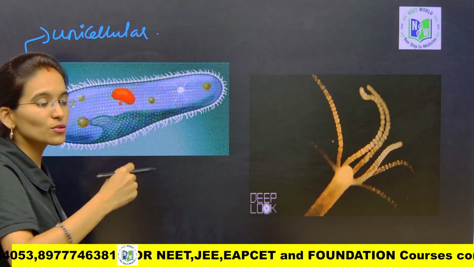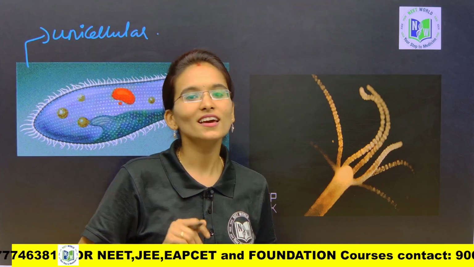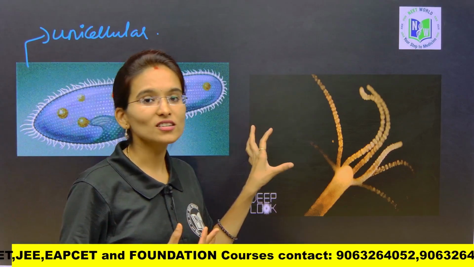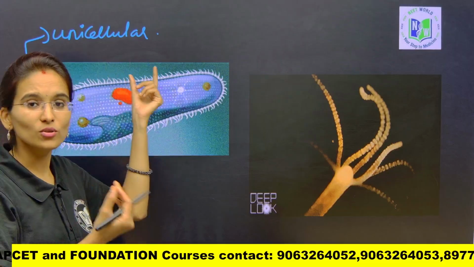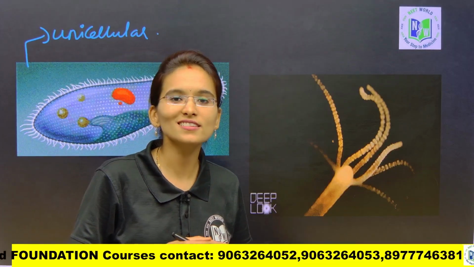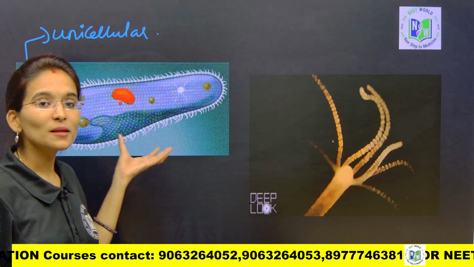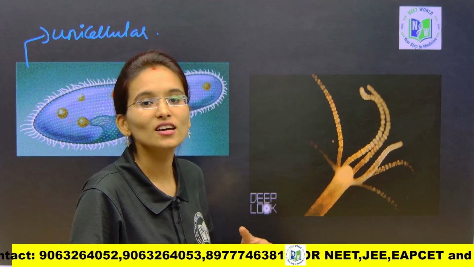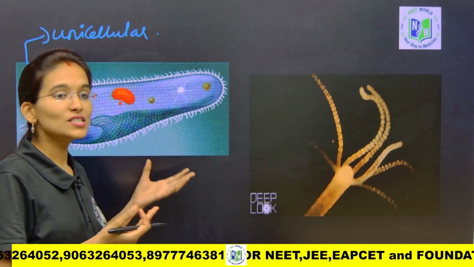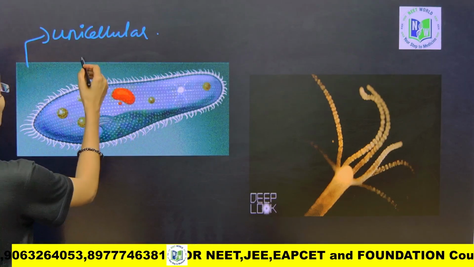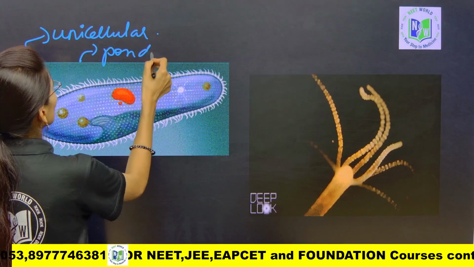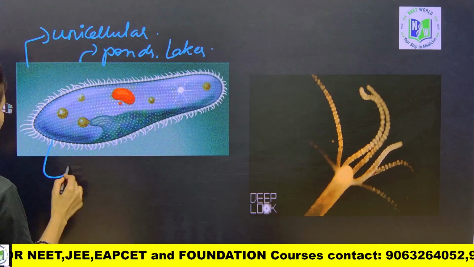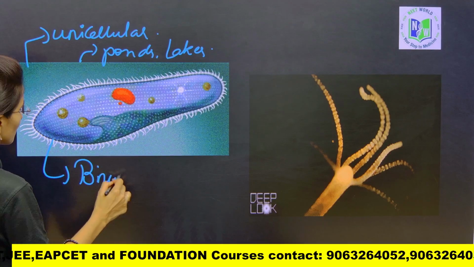Unicellular means what? The organism which contains only a single cell, right. So this is the paramecium, which is microscopic in nature, and it is unicellular, containing only a single cell. And we can find this paramecium in freshwater ponds and lakes. So these are the habitats for the paramecium. We can find them in the ponds and lakes, and it is microscopic and it is a binucleate organism.